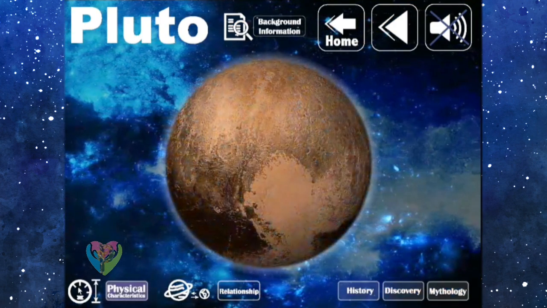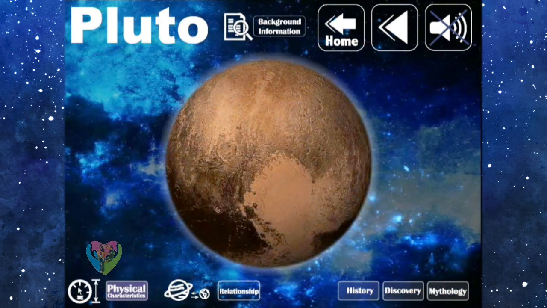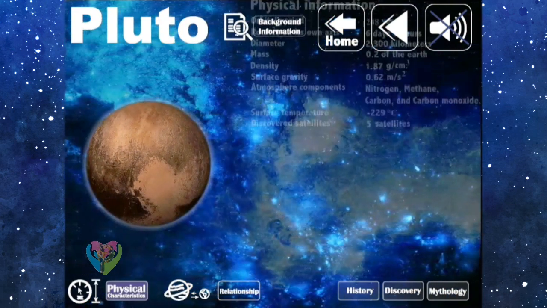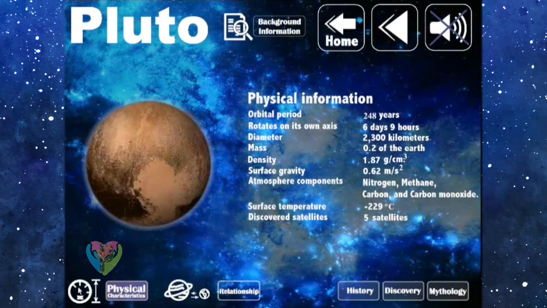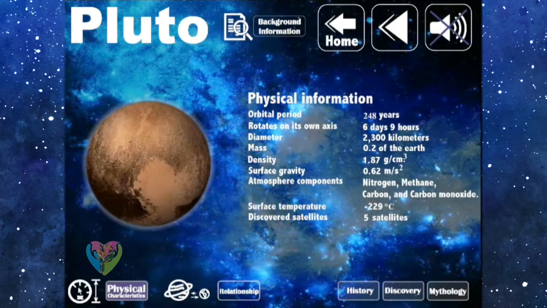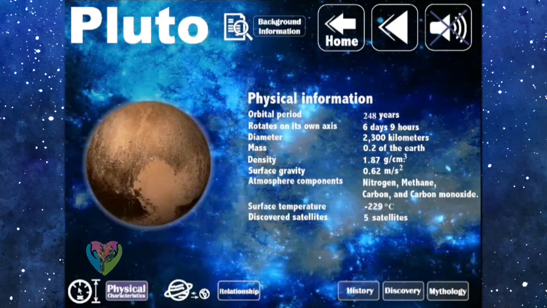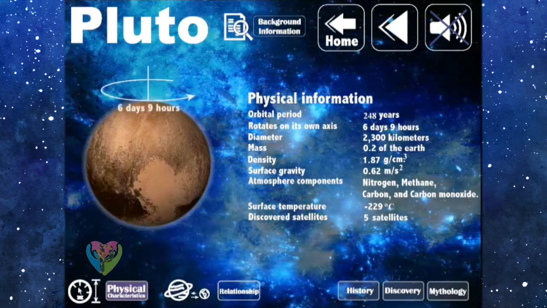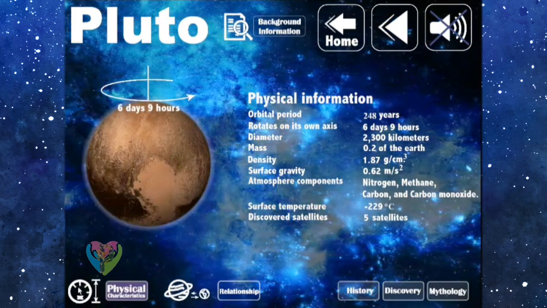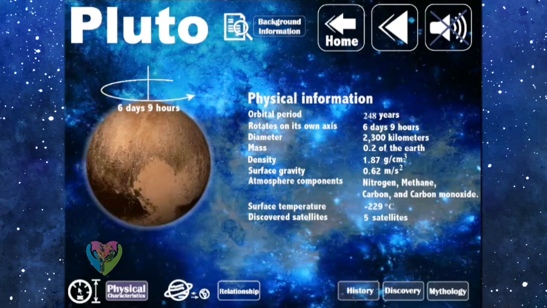Physical information. The average distance from the Sun is 7,375 million kilometers. Orbital period around the Sun is 248 years. It rotates on its own axis in 6 days and 9 hours. The diameter is 2,300 kilometers.